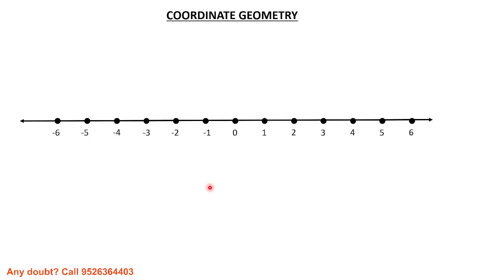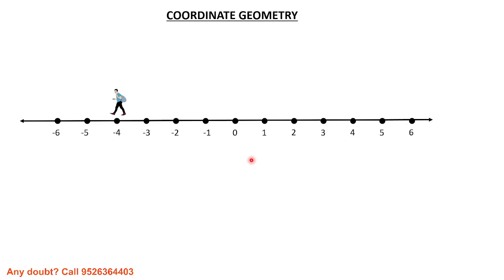Is that okay? Consider it as a straight road. On this road these numbers are marked. Suppose, imagine a person is standing here. A person standing here, we can say that his position is at +3. Is that correct? Look at this picture. He is standing at +3. So we can say that his position is at +3 on this straight road.